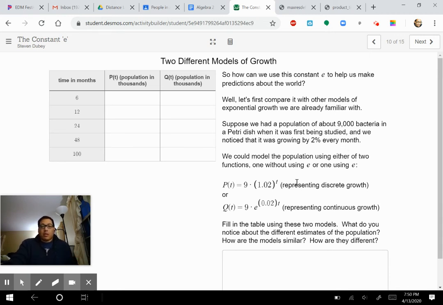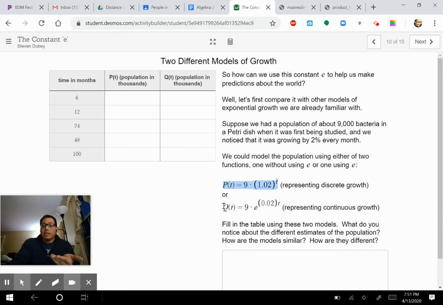Using our previous model, we would say that this function represents how many bacteria there are going to be after t months. Right, we're starting with 9, and this is in thousands. 9, and we're going to increase it by 2%, 1.02, a certain number of times. Well, this formula is fine. It's exactly what we're asking about. This increases by 2% every month. It represents discrete growth, though, so it's showing that after each month we're going to increase by 2% monthly.